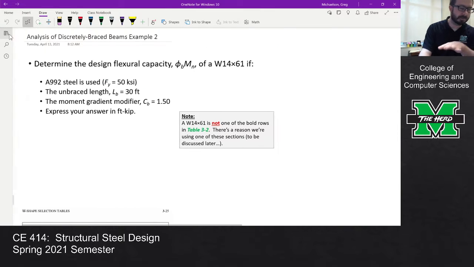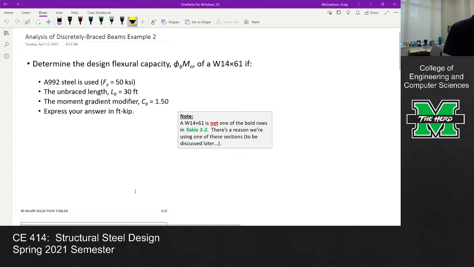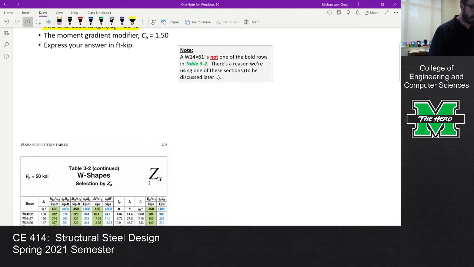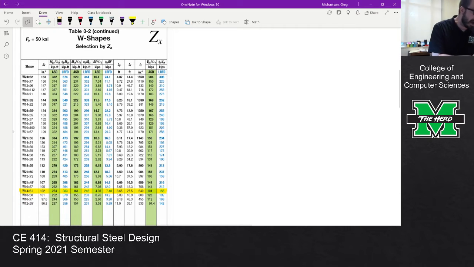So here's the problem. And like I said, I've done a little bit of the work for us in advance. First off, I want to focus on the unbraced length. The unbraced length for this problem is 30 feet. Okay. So we're going to go to our ZX table. If you want to follow along in the manual, you can follow along with me. I'm on page 3-25. And if you look down here, I highlighted the W14x61. And again, it's not a bold row.